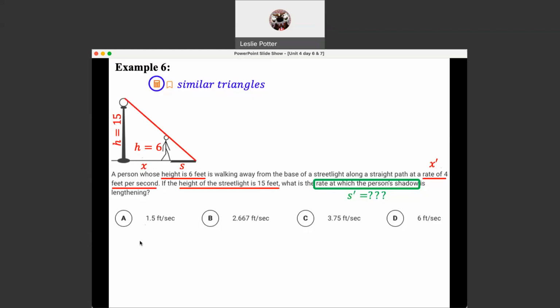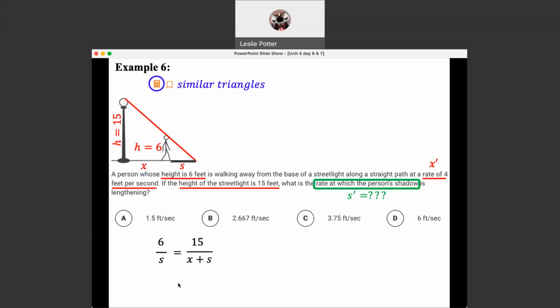Okay, so here's the similar triangles. We have a little triangle here, height of 6, length of s, and hypotenuse here. And then we have a big triangle, height of 15, length of x plus s, and then the hypotenuse here. The similar triangles then means I can just match up corresponding sides, if you remember that. So 6 over s, so here's that tiny triangle, right? It's the height over the shadow length, equals the big triangle, 15 over x plus s.